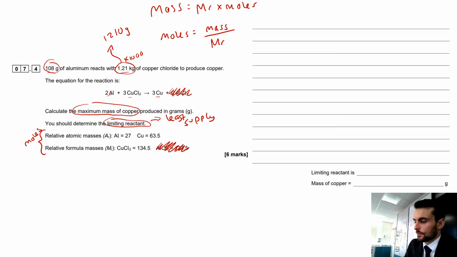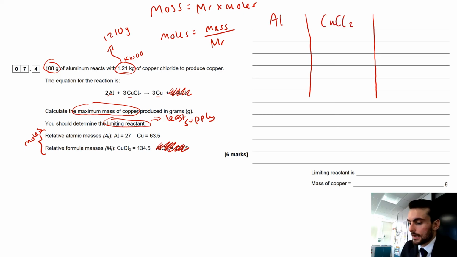So what I would do is use your line section, I would split it into 3 bits because we're only bothered about 3 of the elements or compounds. So we've got aluminium, we've got copper chloride, and we've got copper. Okay, then I would fill in as much as you possibly can. So we're talking about the mass, we've got the Mr, and we calculate the moles, right? So I would just fill in everything that we can to start with.